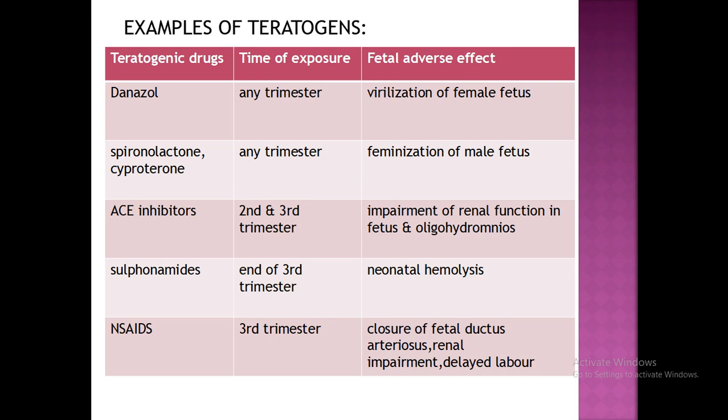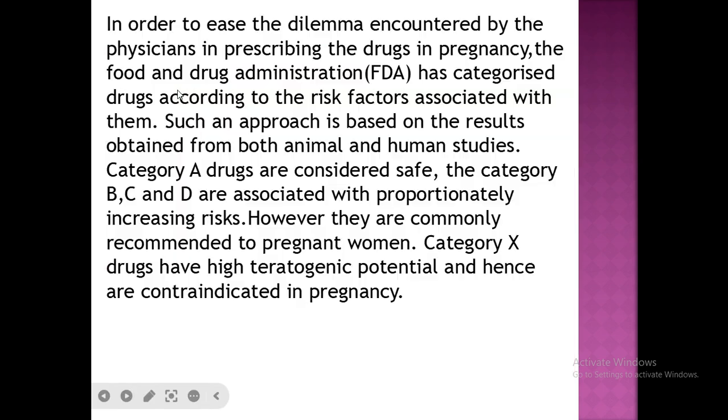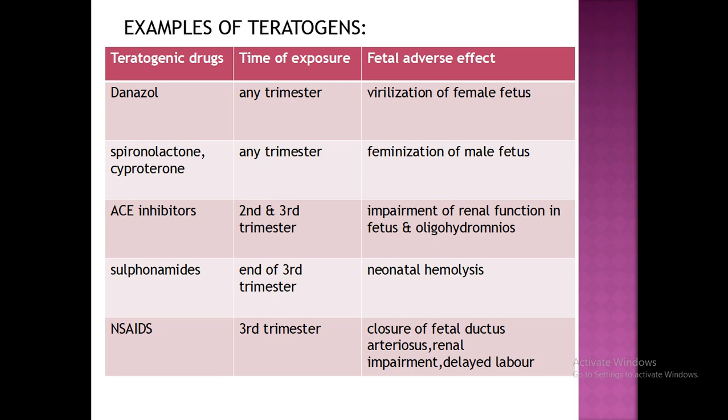Teratogenic drugs, danazol. Danazol is used to treat endometriosis. Endometriosis is formation of uterine layer around the intestines or fallopian tubes or ovaries. So usually the lining should be formed in the uterus, around the uterus. But if the lining is getting formed outside the uterus, it leads to endometriosis. So danazol is used to treat endometriosis.